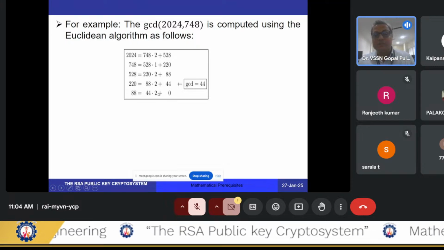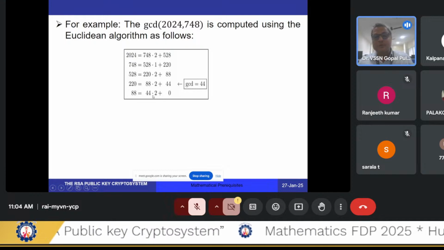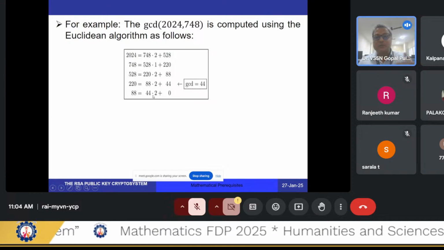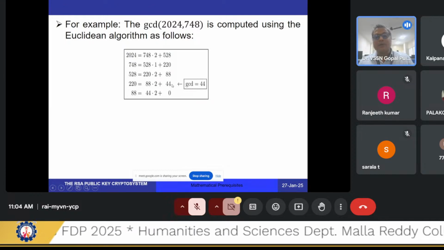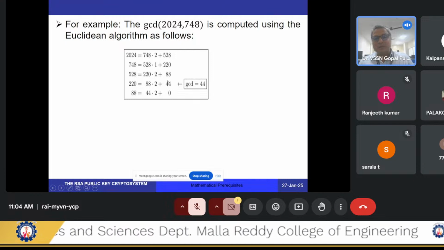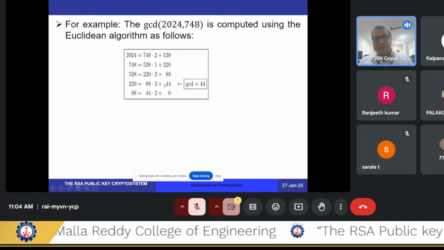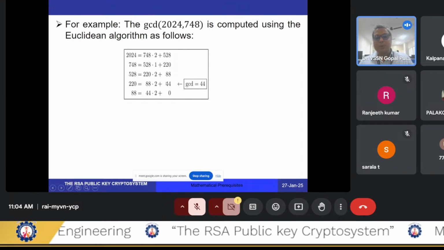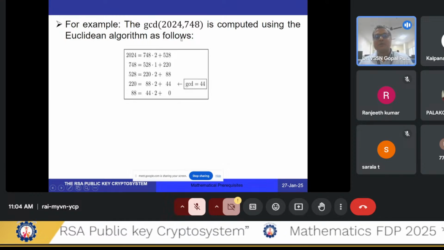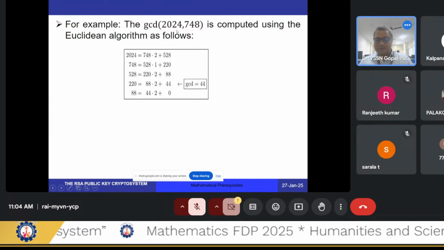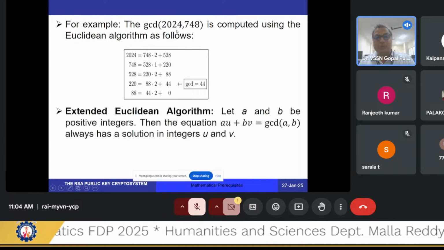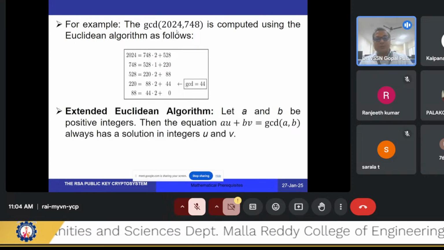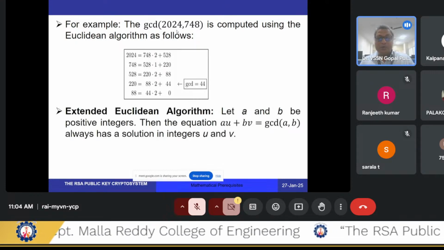Because 88 is nothing but 2 times 44, right? So what do we conclude then? We conclude that the last but one non-zero remainder so obtained is the greatest common divisor of the two numbers. Okay, so let us now look at the extended Euclidean algorithm.